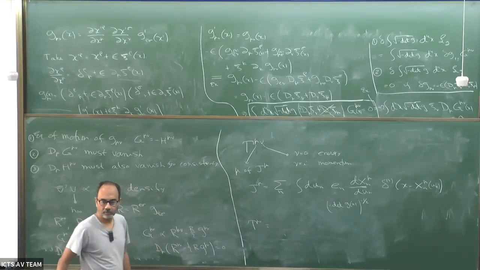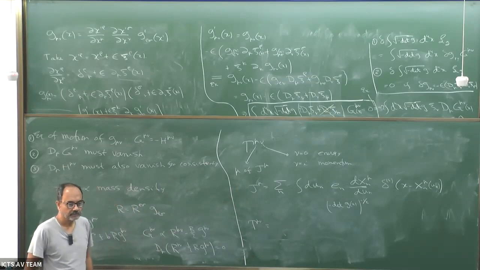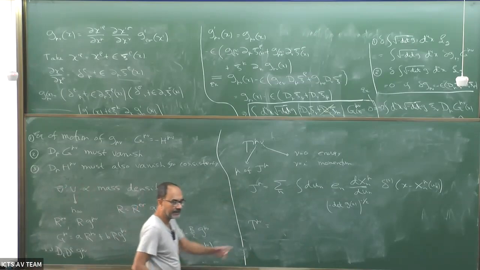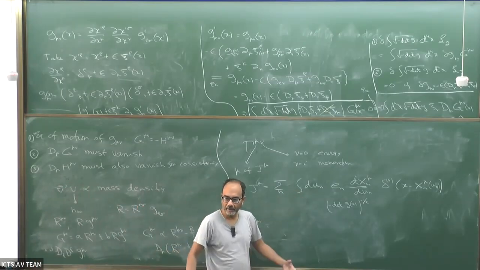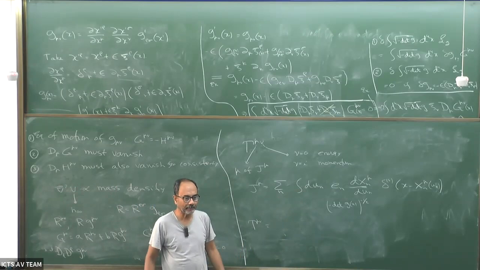So what should you do? We know how to construct charge currents. How do you construct T mu nu? Where is the information that this is a charge current? e_n is the charge, right? So I now want the energy momentum current. So what should we do?